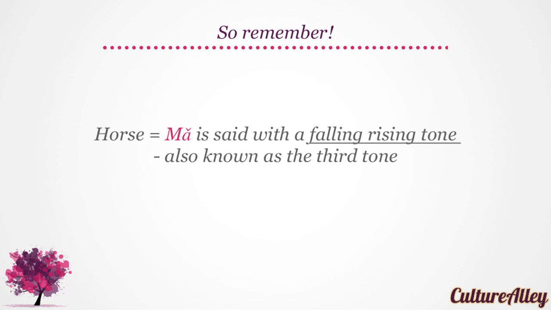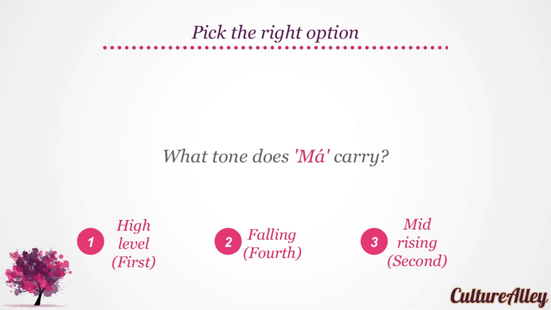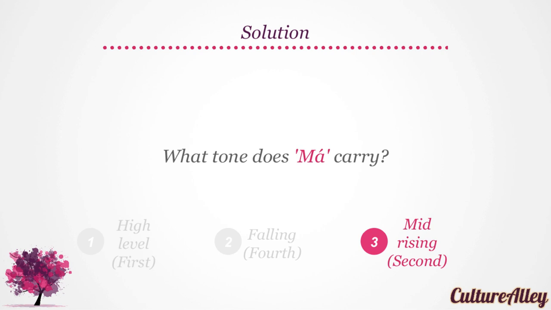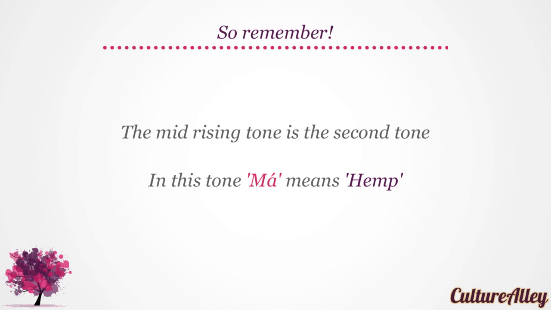What tone does ma carry? Does it carry the high-level first tone? Or the falling fourth tone? Or is it the mid-rising second tone? Ma, meaning hemp, carries the second or the mid-rising tone. Did you get that right? Good job! So remember, the mid-rising tone is the second tone, and in this tone, ma means hemp.